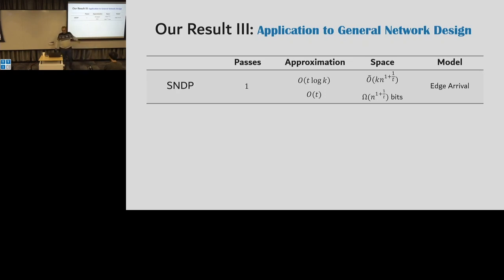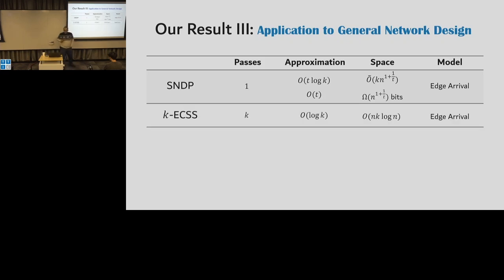So yes, there is some gap, but we'll also talk later about how we can actually close the gap, or what the status is there. And also for k-edge-connected spanning subgraph (k-ECSS), we show that you can use the result for SNDP, as it's a special case of SNDP. Besides, we also have a k-pass streaming algorithm achieving log k approximation in space n k log k.